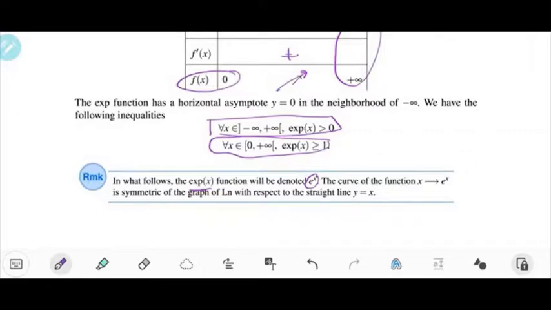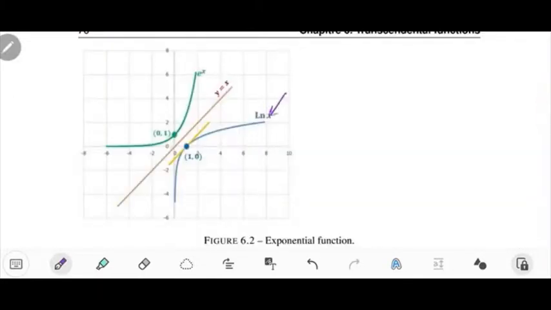So the curve of the function e^x is symmetric to the curve of ln of x, and we will draw it here. You see, if this function is ln, you have in green the exponential e^x here, which is always positive because of the symmetry, and at 0, the value of e^x is equal to 1.